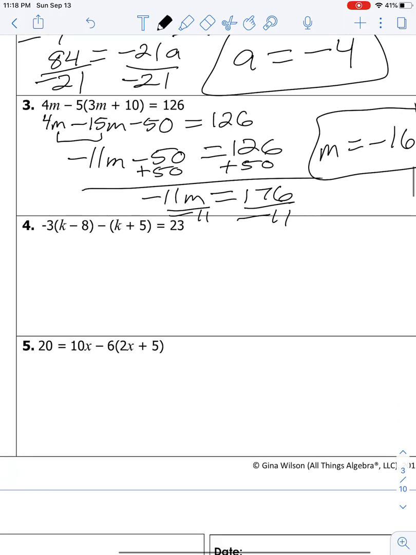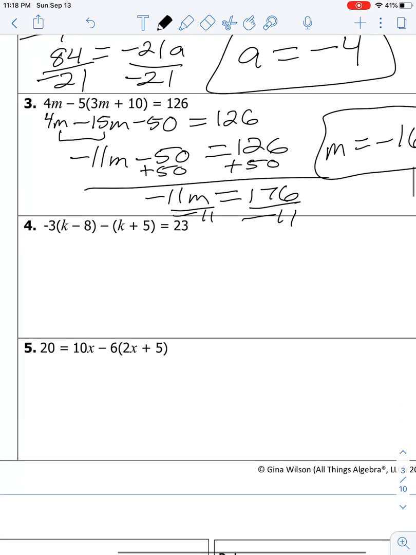All right, going up to number 4. What we've got is a negative 3 beside a parenthesis, and then a negative sign beside a parenthesis. And this negative sign, if you remember what I've told you before, is technically a negative 1 beside the parenthesis. So we're actually going to distribute twice. We're going to distribute a negative 3, and we're going to distribute a negative 1. Let's do it one thing at a time. Let's do the negative 3 first.